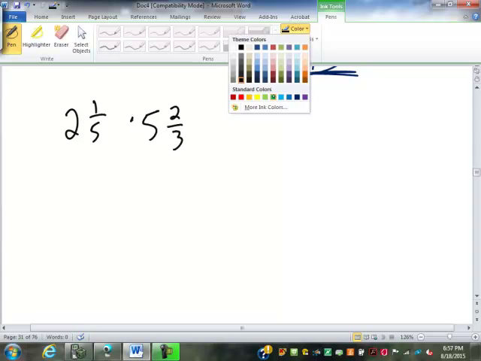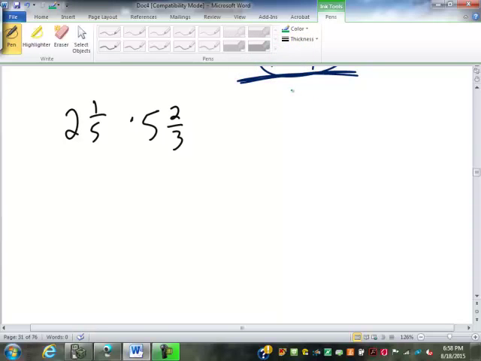You guys talk me through it. Not everybody at once. What do I have to do first? 5 times 2 plus 1. So 5 times 2 plus 1 is 11 fifths. 5 times 3 is 15, plus 2 is 17 over 3. Perfect.